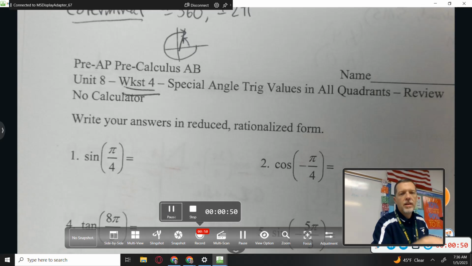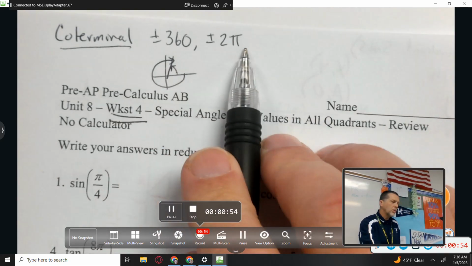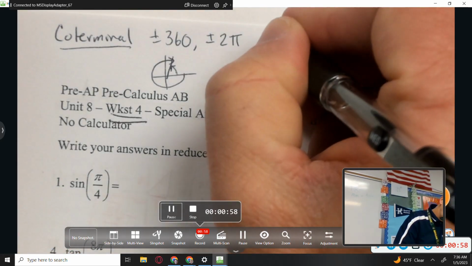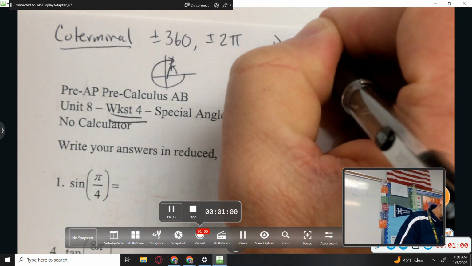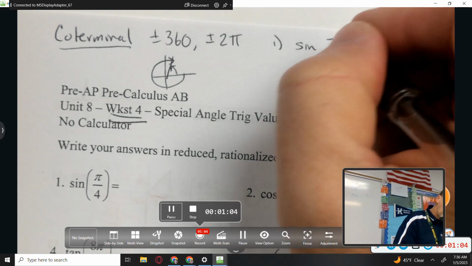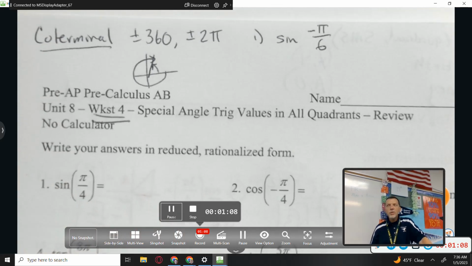All right, so coterminal, plus or minus 360, plus or minus 2 pi. So let's do a couple up here together before we jump to the worksheet. The sine of negative pi over 6. And there's sort of 2 ways to do this. One way is, if you know where that is, then draw the picture and you're good. And some people probably can do that because that's not a difficult one.